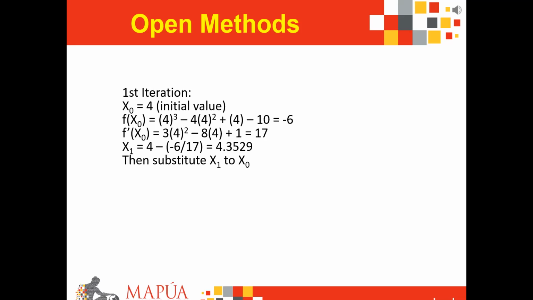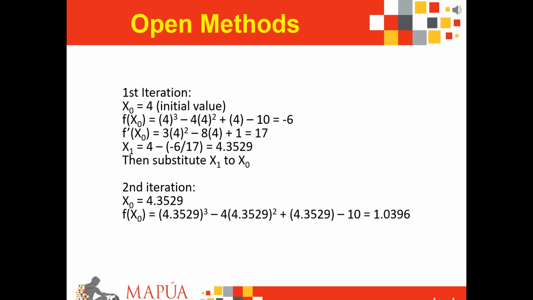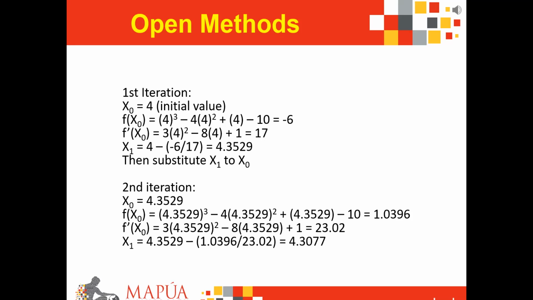We then apply our substitution process, setting your calculated value x1 as your previous value x0. And then the second iteration sets up now your x0 to be 4.3529. Substituting that to your function gives us this solution of f(x0) with a value of 1.0396. Substituting x0 to your first derivative gives us this solution with a value of 23.02. Hence, we can now recompute for x1 to have this solution with a final value of 4.3077.